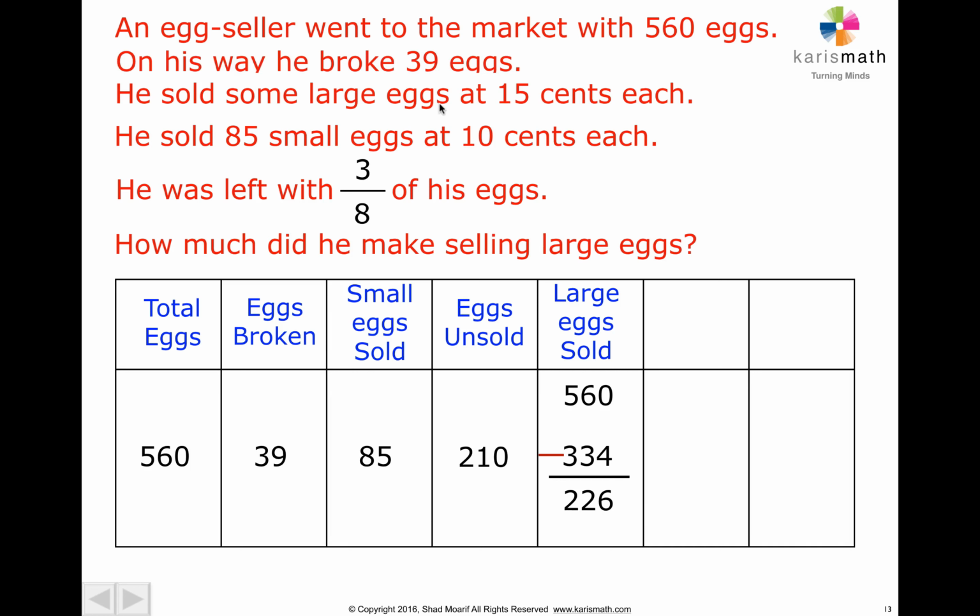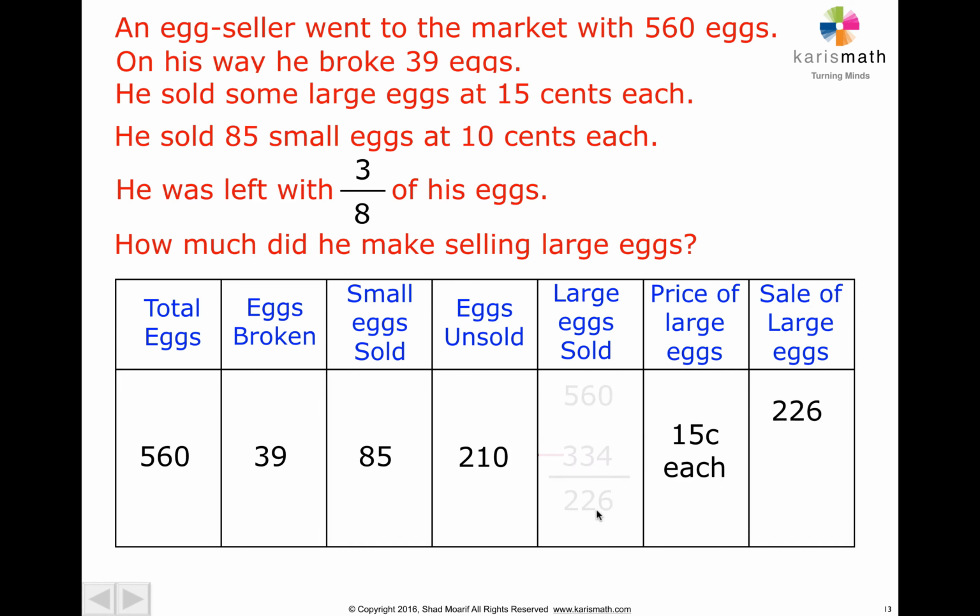And we know that he sold them at 15 cents each. So if each one of those cost 15 cents, then the total sale of large eggs would be 226 times 15 cents, and we will get the answer, $33.90. Voila.